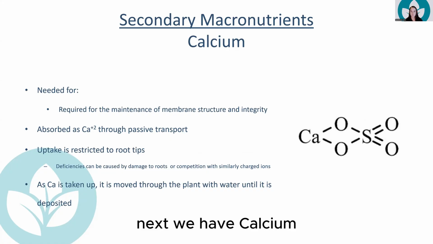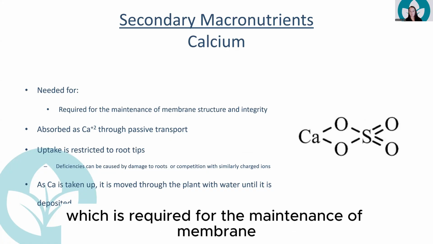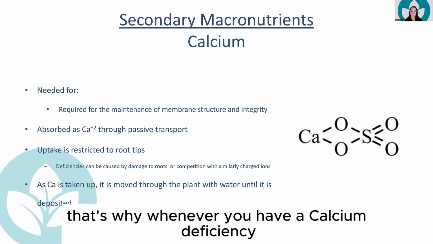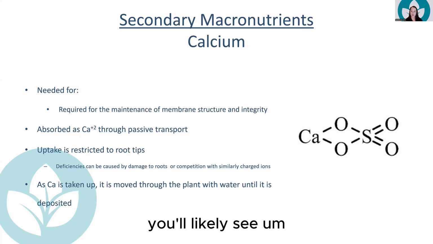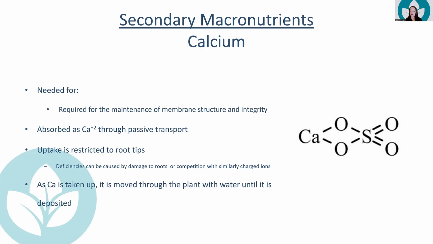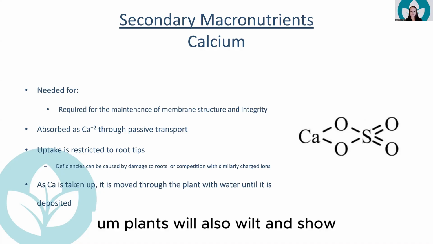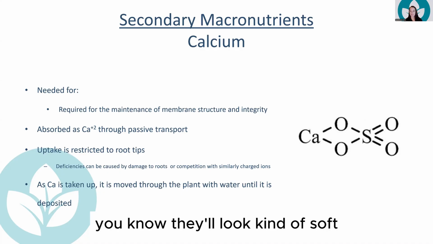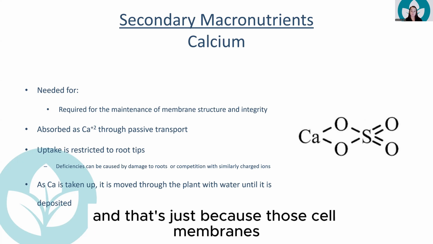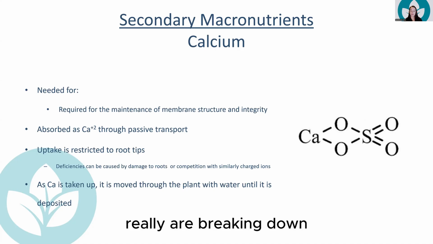Next, we have calcium, which is required for the maintenance of membrane structures and membrane integrity. That's why whenever you have a calcium deficiency, you'll likely see tissue necrosis very quickly. Those cell structures are just breaking down. Plants will also wilt and look kind of soft, a little floppy, sometimes almost soggy. And that's just because those cell membranes really are breaking down and the plant doesn't have the structure to be able to hold itself up.